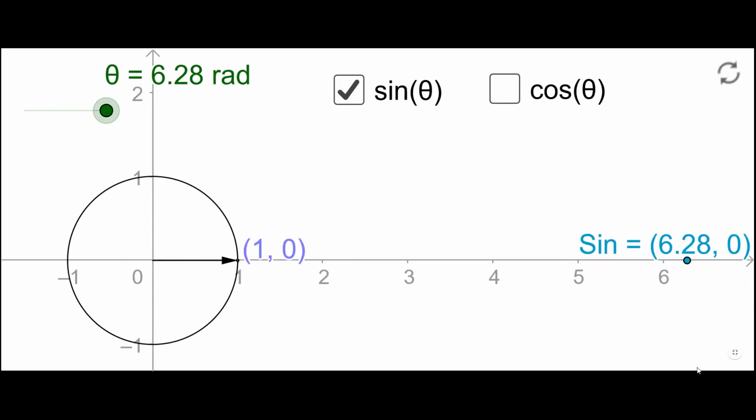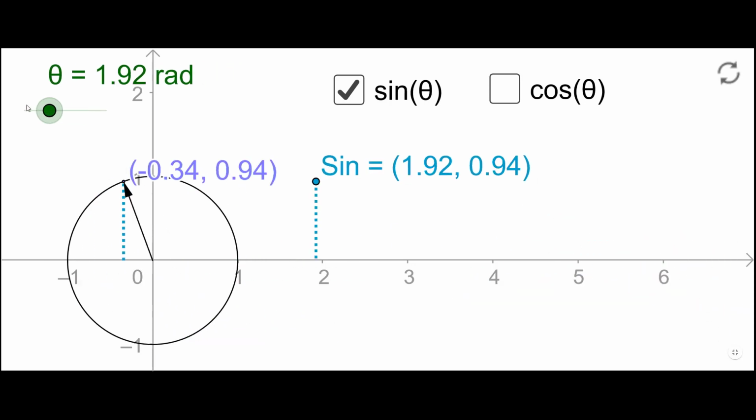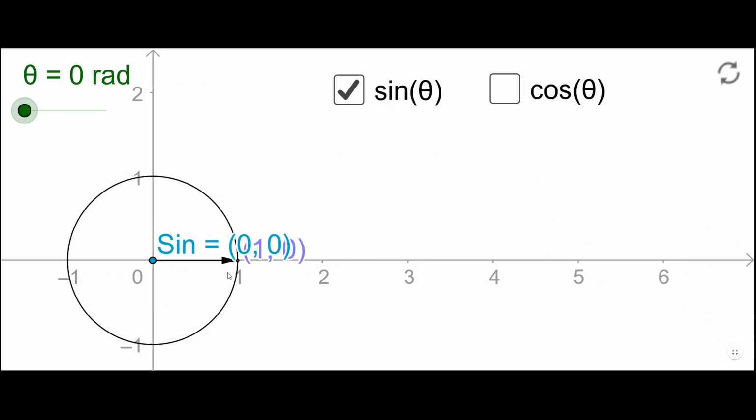And so we can kind of continue going around. And when we get to the end of our one revolution around the circle, we have 6.28 as the x coordinate. That's 2 pi. That's our angle. And then we have 0, that is the y value. So let's trace this out and see what it looks like.